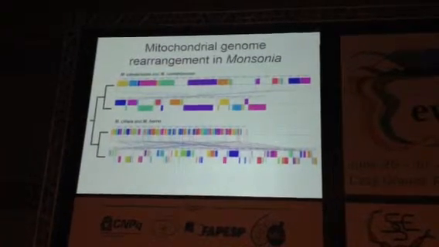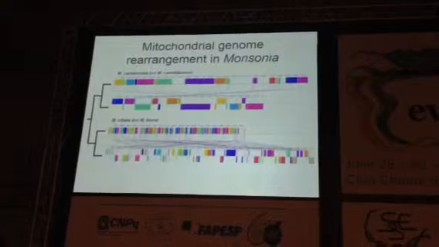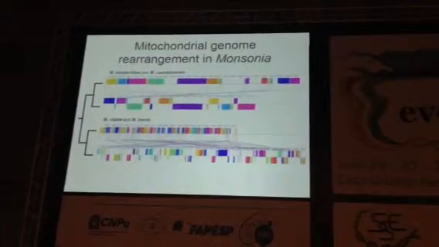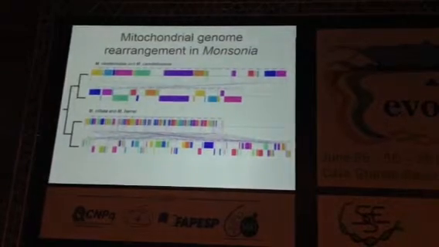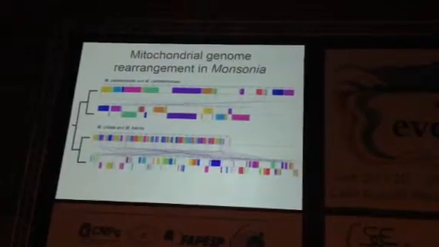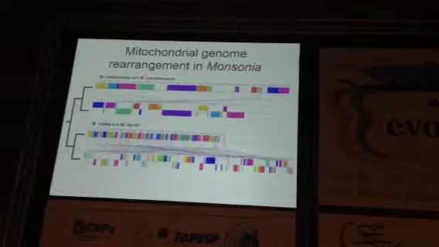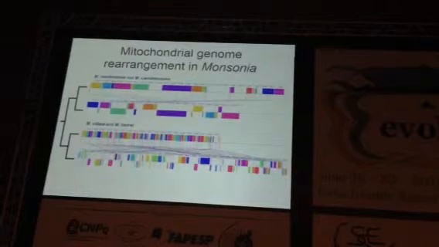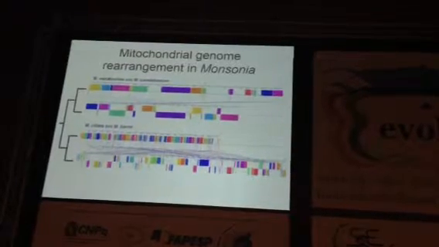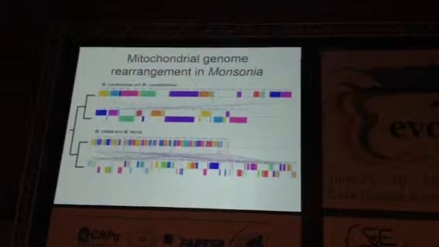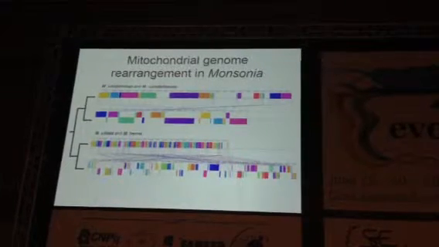So this top pair can be explained with about 20 rearrangements, and this bottom pair requires 95 rearrangements. So you have 95 block interchanges in under 1.5 million years.